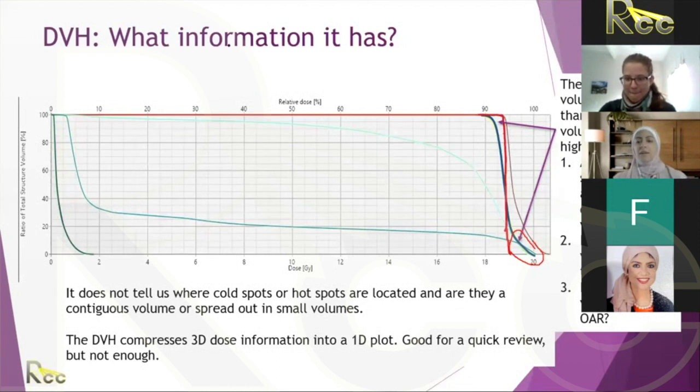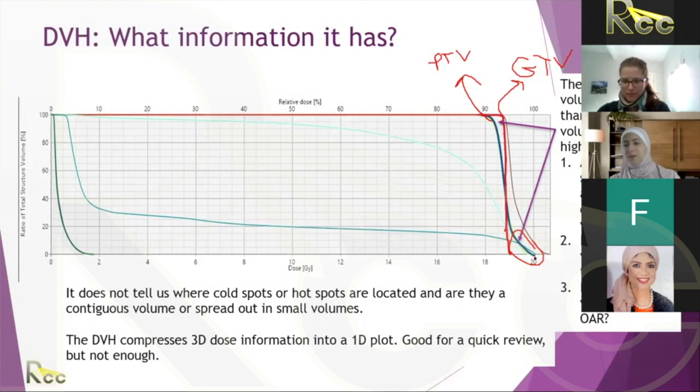Of course. Okay, now look at the curve of GTV and PTV. Okay? The red one, this is GTV. And the dark blue, or whatever this color is, this is the PTV. And you can see that the PTV has a tail that extends all the way to 20 gray. It means there is a hot spot or hot area inside the PTV that goes up to 20 gray. But look at the GTV. Notice the GTV, the tumor itself, has a dose that ends here at 19 gray.